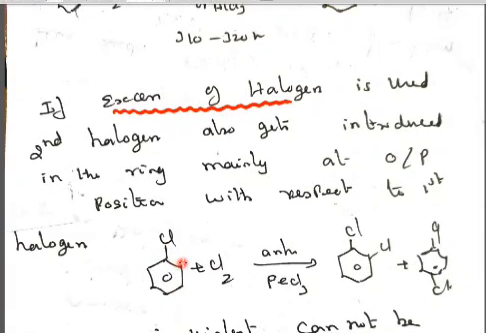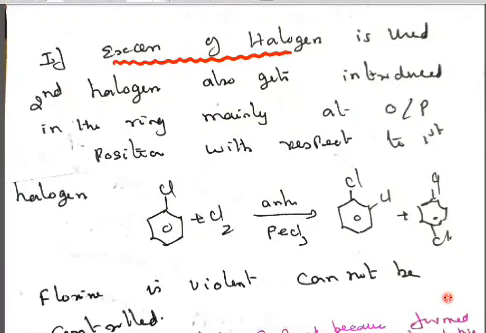60 degrees is called the ortho position and 180 degrees is called the para position. Or we can say the 1-2 position is called ortho, the 1-4 position is called para, and the 1-3 position is called meta. So chlorine taking one hydrogen from the ortho position gives ortho dichlorobenzene. And another possibility is taking the hydrogen from the para position, giving para dichlorobenzene.